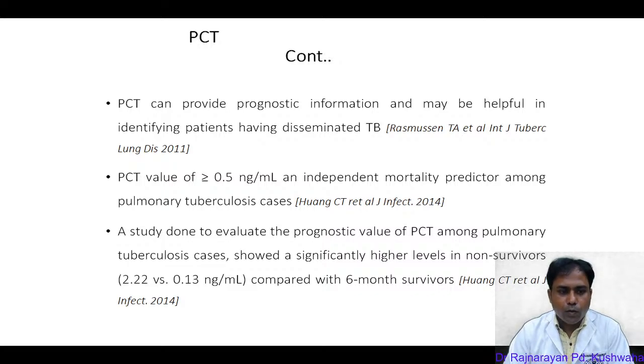A procalcitonin value of more than or equal to 0.5 nanogram per ml is an independent mortality predictor among pulmonary tuberculosis patients. I give here the example of pulmonary TB: if the PCT level is more than 0.5 nanogram per ml, it indicates the person is suffering from TB. Another study evaluated the prognostic value of procalcitonin among pulmonary tuberculosis cases and showed a significantly high level in non-survivors compared to 6-month survivors. This also helps in separating survivors from non-survivors.